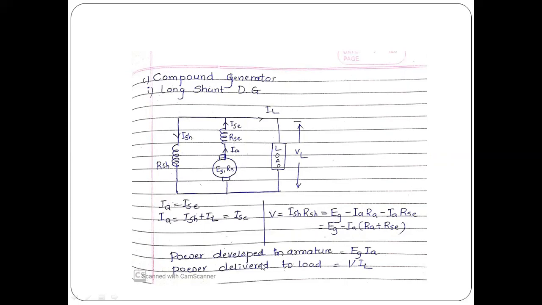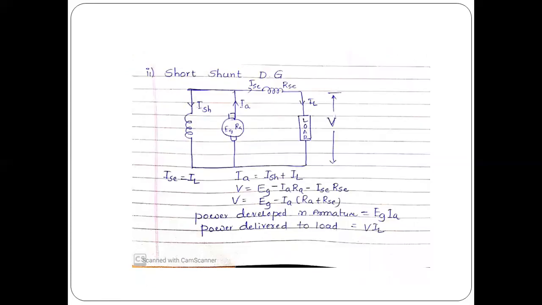So power developed is equal to Eg into Ia. Power delivered is equal to V into IL. So like this, we can say this is a long shunt. Next, the short shunt DC generator.